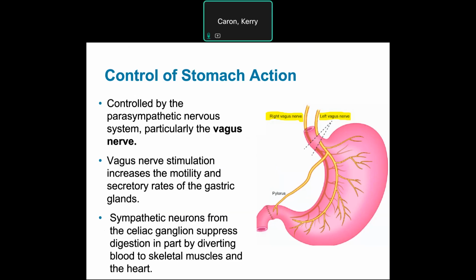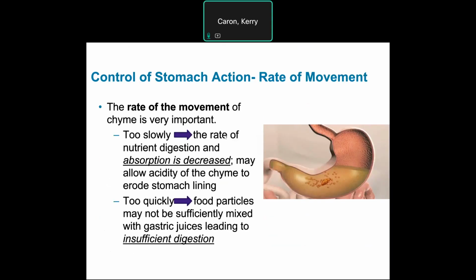We don't really care if we digest, we want to run from that danger. So it diverts the blood to the skeletal muscles and the heart and slows down digestion. Not totally necessary at this moment. We need to run or fight. So controlling the rate of movement.